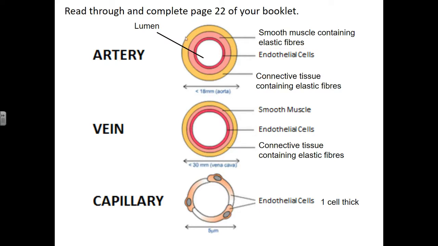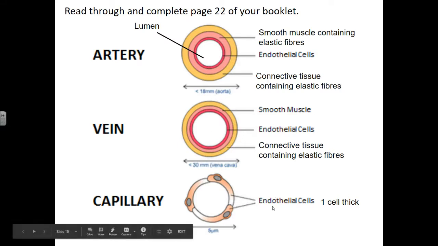In the vein, we have the same basic system. We have the outside, which is connective tissue containing elastic fibers. You can see this inner muscular wall is a lot thinner, and then we have the endothelial lining. So the same sized vessel will have a bigger lumen in the vein because it doesn't need to have as much muscle on the wall.